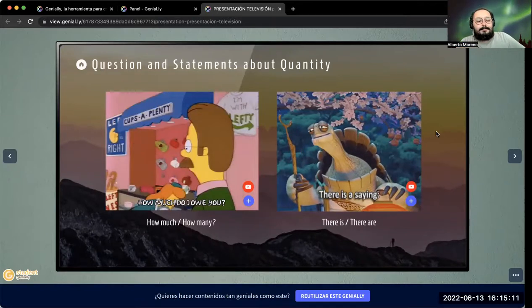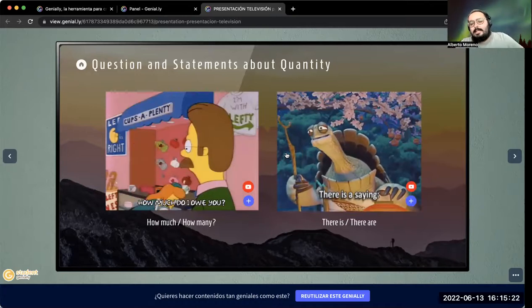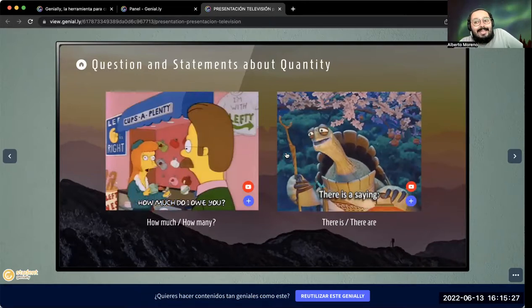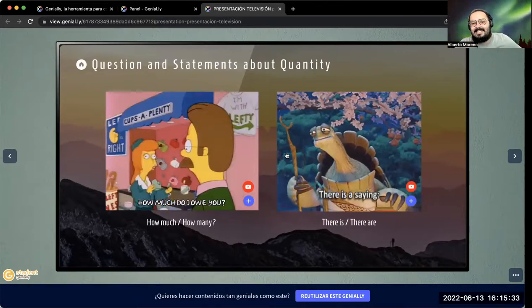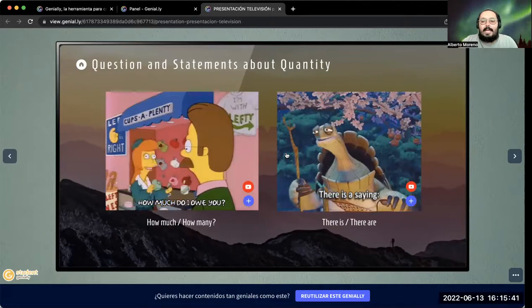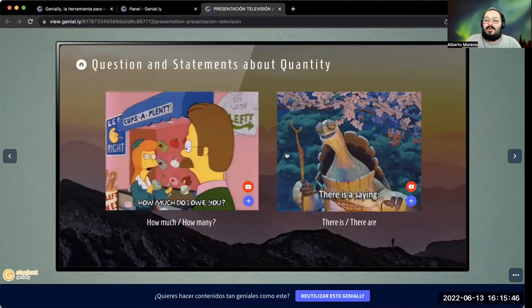Ya lo habíamos visto con anterioridad. La semana número 4. En la semana 4 vimos estos question statements about quantity. Pues los questions, las preguntas es how much, how many, es para preguntar cuánto. Y los statements es para hablar de hay, de que existe algo. There is, there are. La única cuestión aquí es que, en inglés sí hay distinción entre haber en plural y haber en singular, mientras que en español no. En español no hay una distinción y en inglés hay una distinción entre cuánto de un sustantivo contable y cuánto de un sustantivo no contable. Vamos a verlo más a fondo.